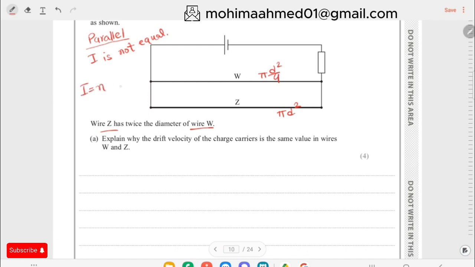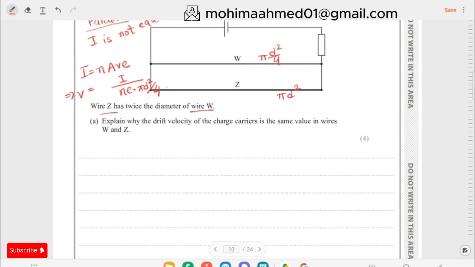I equals N A V E. Since we're trying to find out the values for drift velocity, let's make V the subject. It would be I over N E, and A can be broken down in terms of pi d square by 4, which is basically pi d square by 4, and this entire thing can be further written as 4I over NE pi d square. So you can write this down again as V equals 4I over NE pi d square. So this is the expression for the drift velocity of wire W.